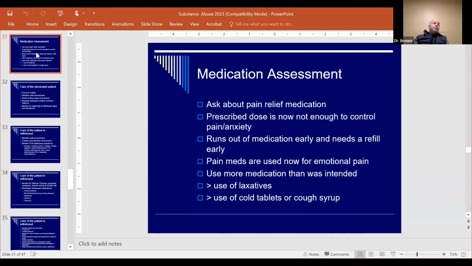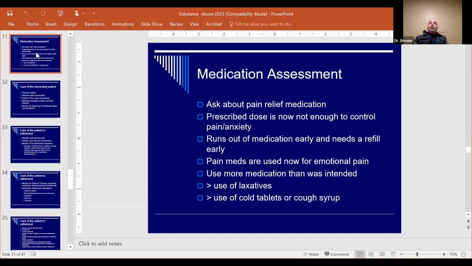So medication assessment, you want to ask about pain medications, because some people become addicted to pain medications. I've seen that a lot in my career. And you should not use pain medication for emotional stressors. Okay.